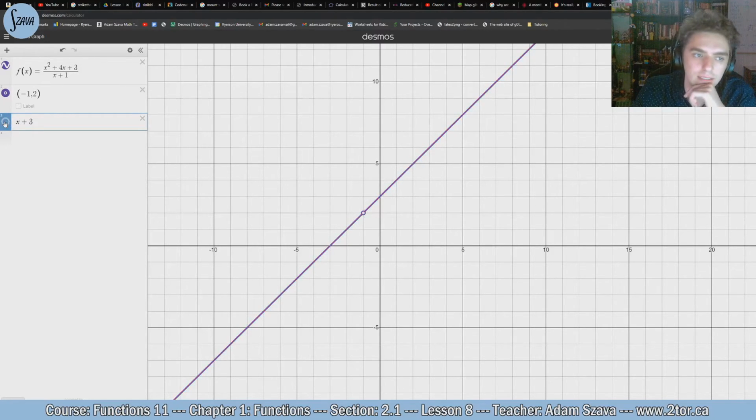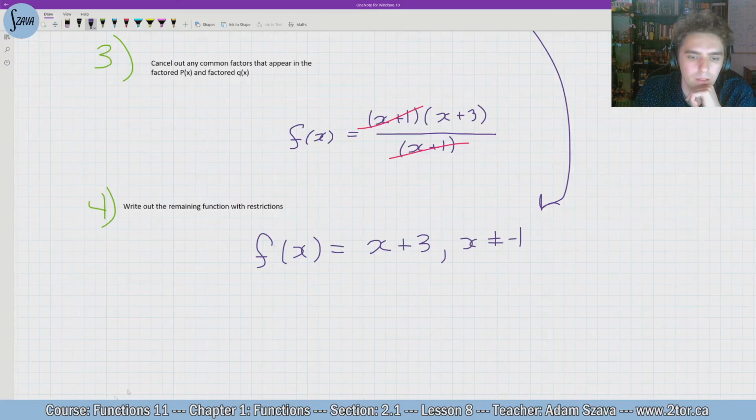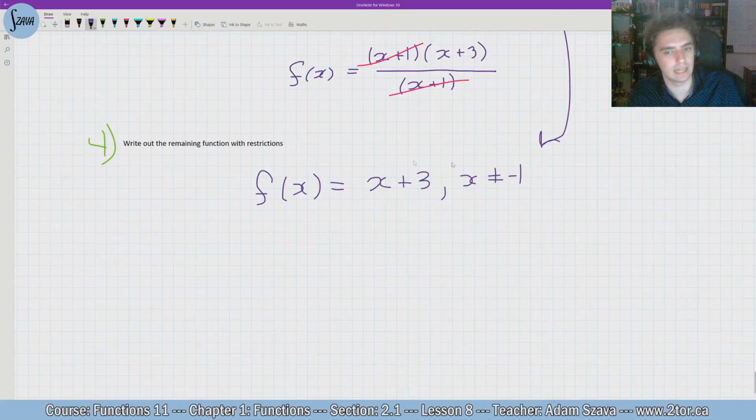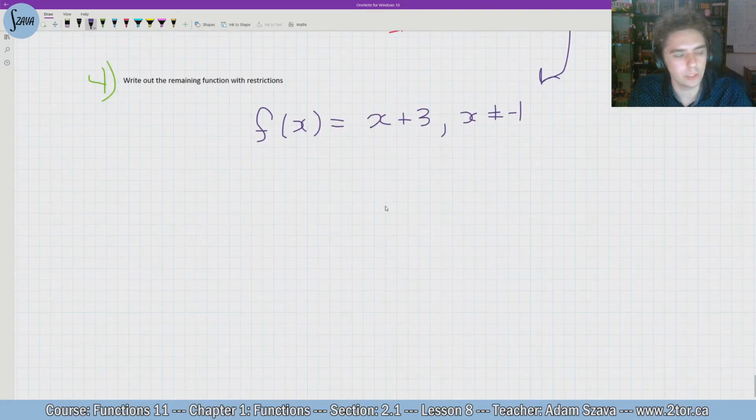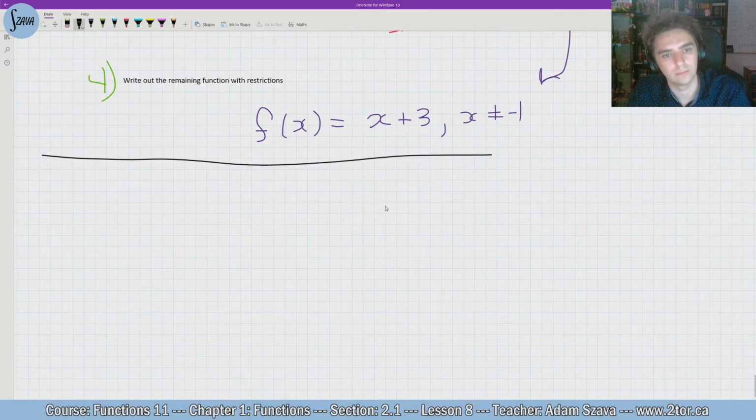Our function does. So that's the difference there. Okay, so there is our function, and there's our original form, and there's our simplified form. Let's go through this process with 2 more examples.